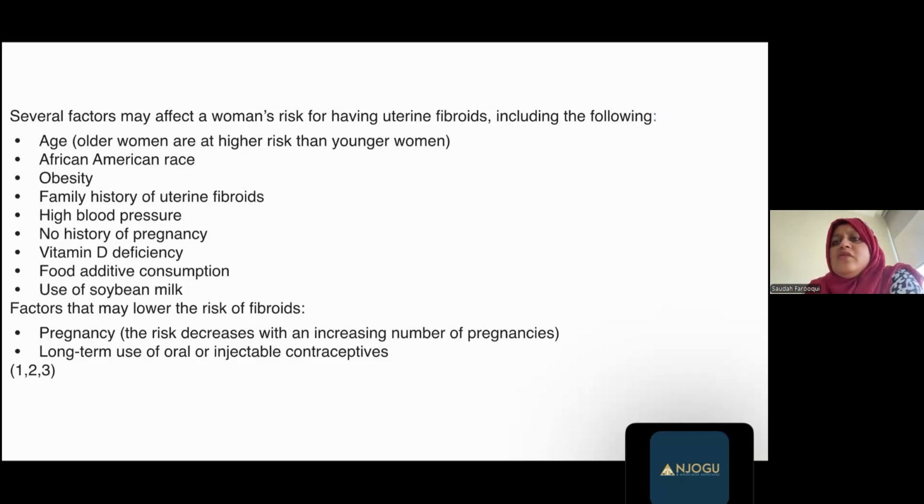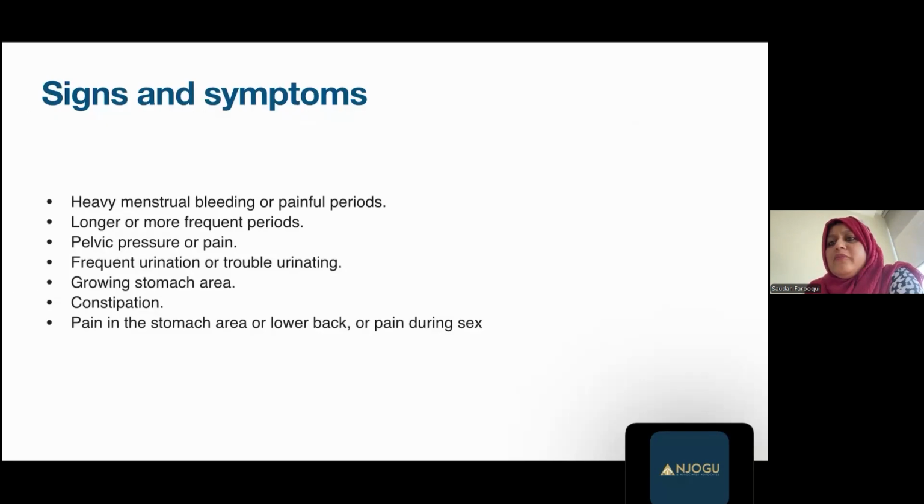So the signs and symptoms: heavy menstrual bleeding or painful periods. Most people will tell you that painful periods are a way of life, that you have to pass through it if you're going through womanhood, but you always have to come in and have them checked. You might not be experiencing a normal painful period. There may be an underlying cause to the painful or heavy bleeding.